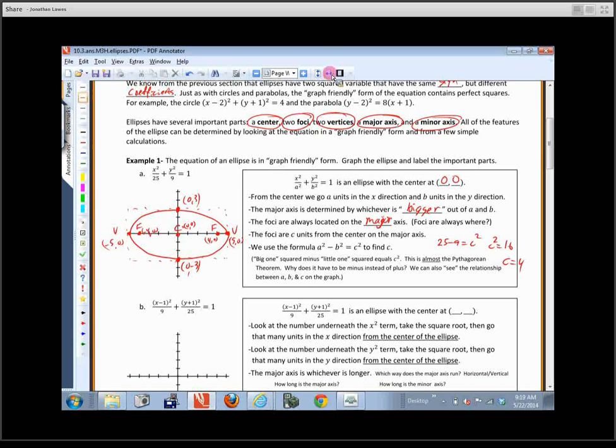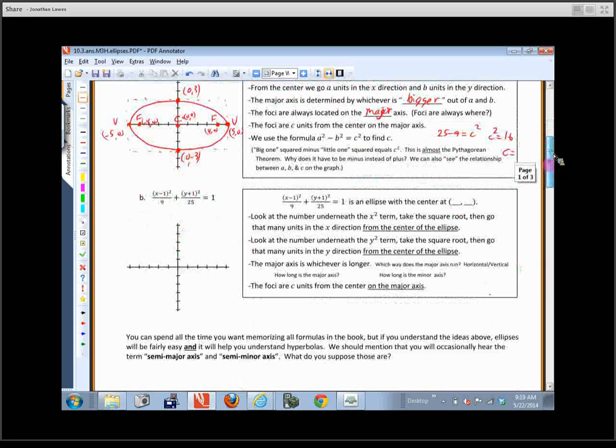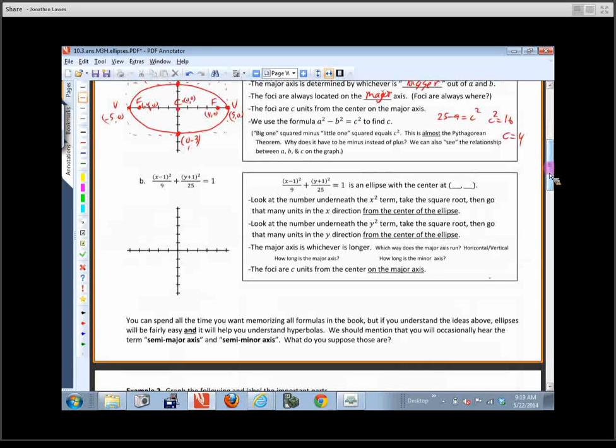Sure? Okay, let's do this one toward the bottom. What's going to be different about this?